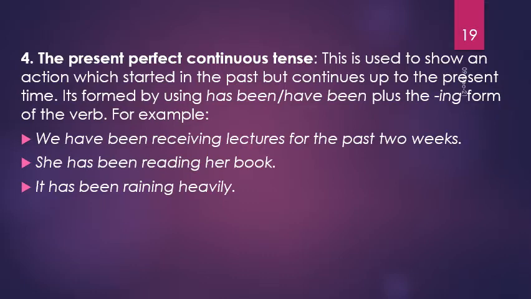The present perfect continuous tense. This is used to show an action which started in the past but continues up to the present time. It is formed by using has been, have been, plus the ing form of the verb. For example, we have been receiving lectures for the past 2 weeks. She has been reading her book. It has been raining heavily.